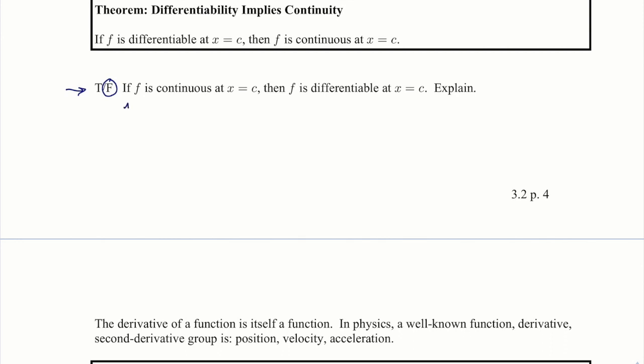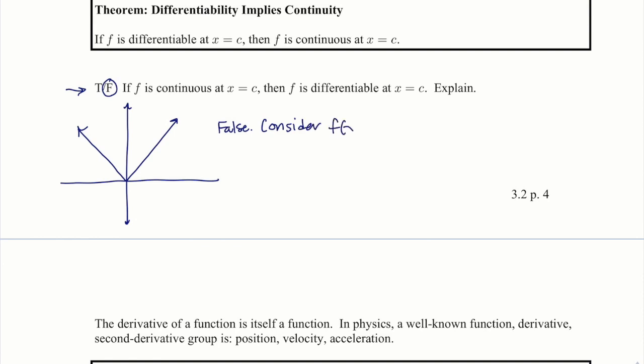For me, the easy one to think about is an absolute value function. That function is continuous at 0, but not differentiable at 0. So we could say false. Consider f of x equals absolute value of x. Continuous at x equals 0, but not differentiable there.